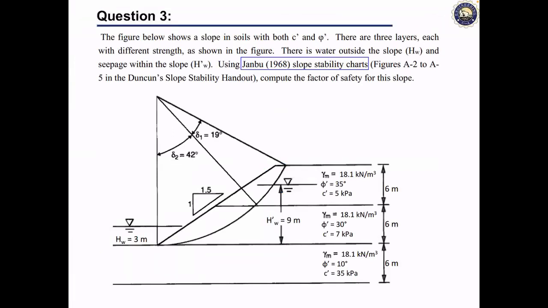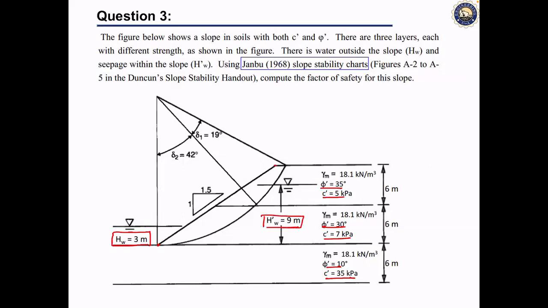In our question, we are given a slope which represents a typical riverbank slope, where on the downslope we have a height of water level HW equal to 3 meters. The slope has three different layers, layer 1, layer 2, and layer 3, with three different values of C and phi. There is also a seepage height of HW prime equal to 9 meters within the slope.